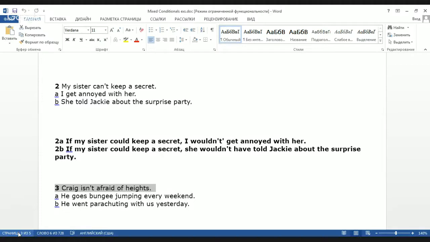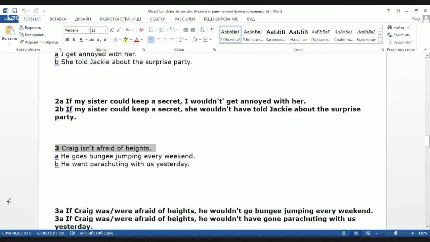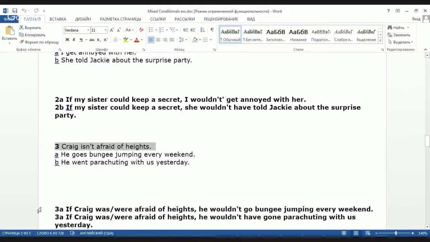All right. So the first one, we have two actions that happened at the same time. If Greg was afraid of heights, he wouldn't go bungee jumping every weekend. He's quite a brave guy. If he wasn't afraid of heights, he wouldn't have gone parachuting with us yesterday. This is where we have mixed.